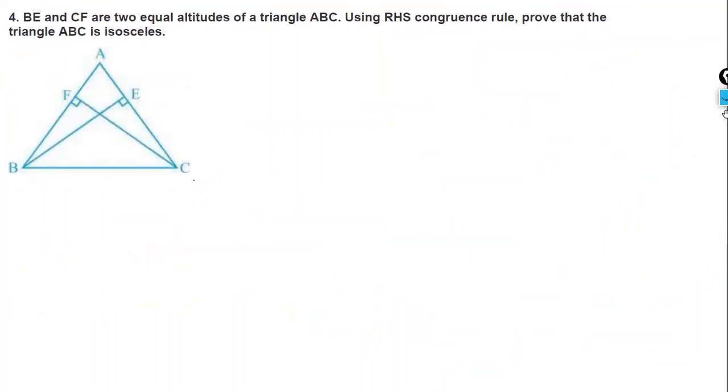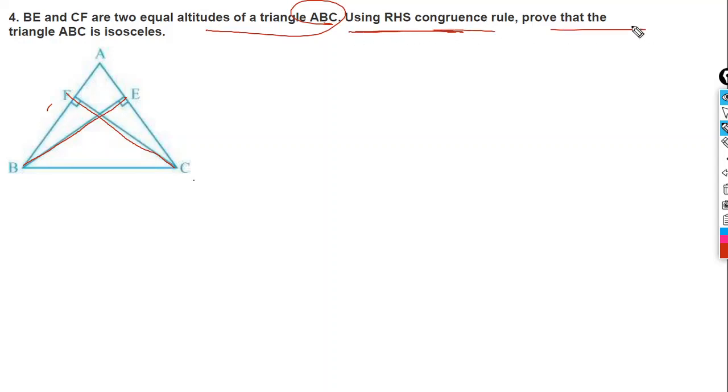Question number 4. BE and CF are two equal altitudes of triangle ABC. Using the RHS congruency rule, prove that triangle ABC is an isosceles triangle. Okay. Now you see, the two altitudes are equal. An altitude means the angles are 90 degrees. Angle BFC and angle CEB are 90 degrees. Well, then what do we have to prove? That triangle ABC is isosceles, which means we have to prove that AB equal to AC.